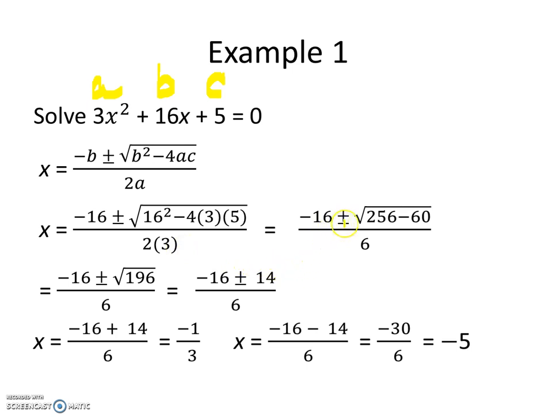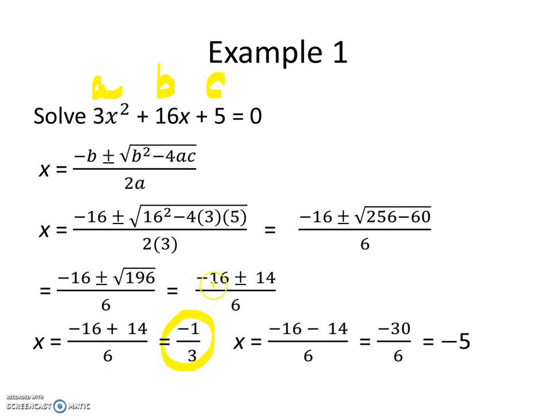Negative 16 plus or minus the square root of 256, and that's our 16 squared, minus 60, divided by 6. Continuing to simplify, 256 minus 60 is the square root of 196. The square root of 196 is a perfect square, and it's 14. So taking the top route, we have negative 16 plus 14, all divided by 6. When we do the math, we get negative 2 over 6, which we know reduces to negative 1/3.